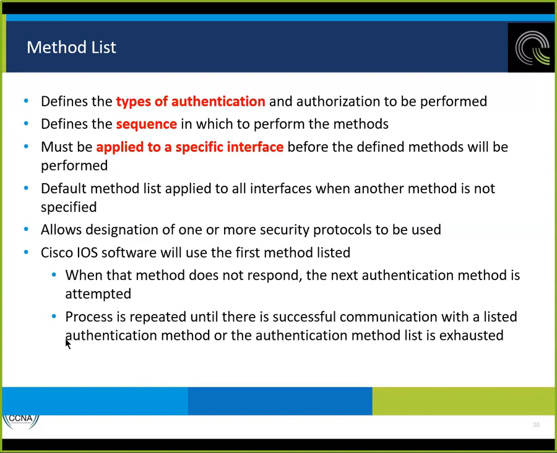When we do that, we'll use the first method listed. If that method does not respond, not available, the next method is used. It's repeated until there's a successful communication, or if we run out of methods in the methods list, then we're out of luck. We can't get authenticated. That happens to us. And that's why none is probably a safe thing to put as the last one. It's not a big risk because that means that all the other methods aren't available.